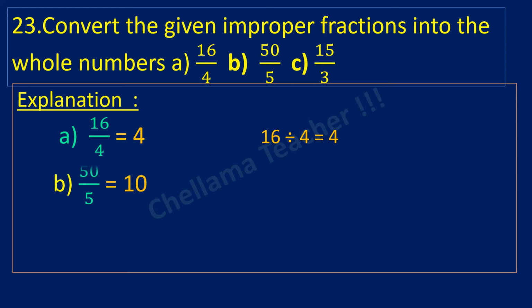Part B: 50/5 is equal to 10. How? Let's write the division fact. 50 divided by 5 is equal to 10. Part C: 15/3 is equal to 5. How? Let's write the division fact. 15 divided by 3 is equal to 5.